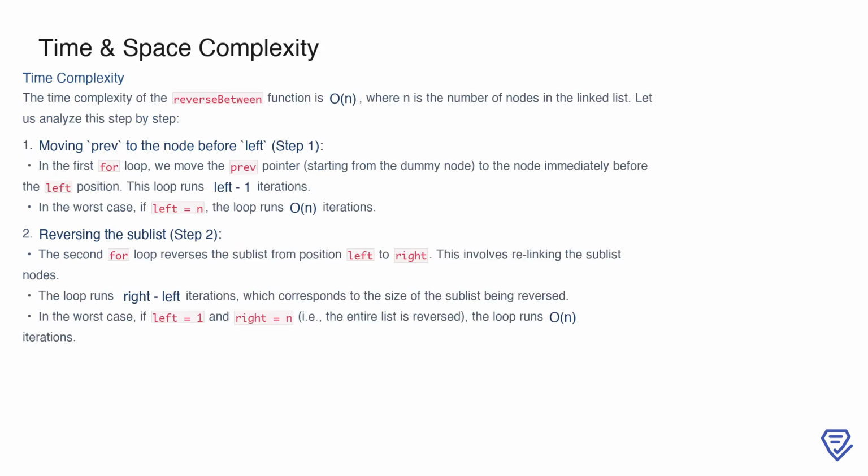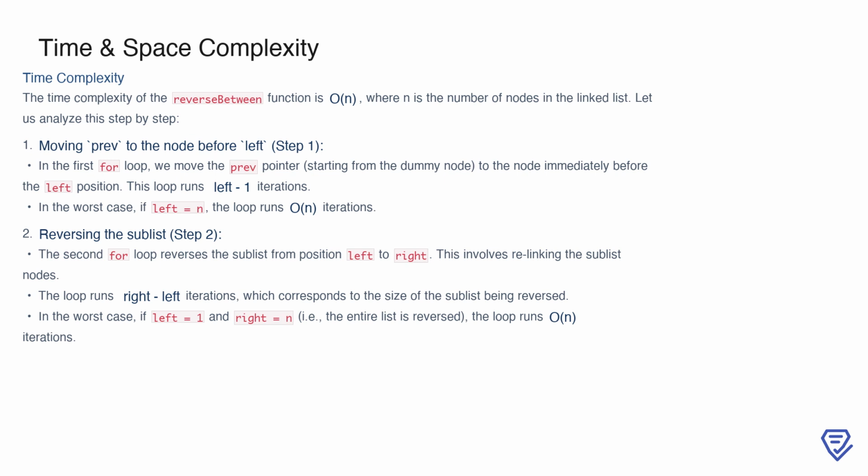The time complexity of the reverse between function is O(n), where n is the number of nodes in the linked list. Let's break this down into its key steps. First, we move the previous pointer to the node just before the left position. This is achieved through a loop that runs left - 1 iterations. In the worst-case scenario, when left equals n, this loop will execute n iterations.